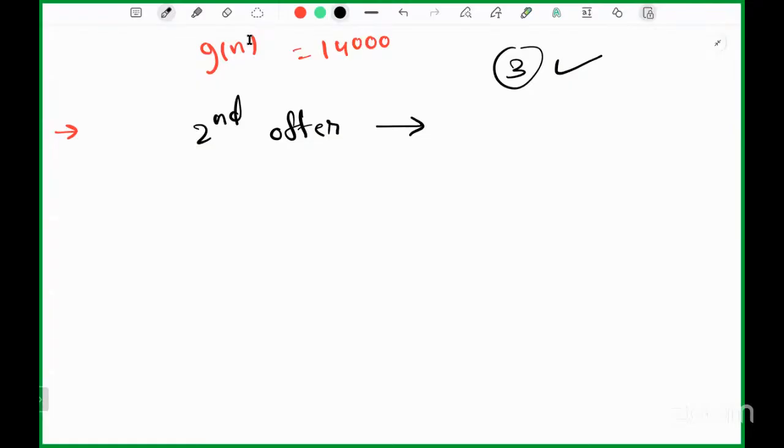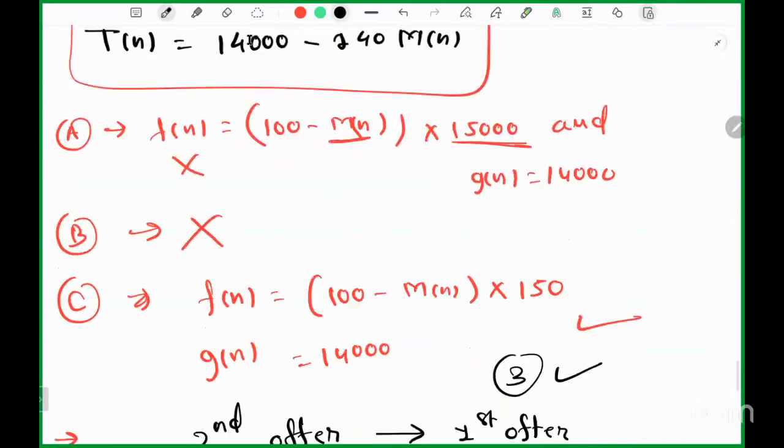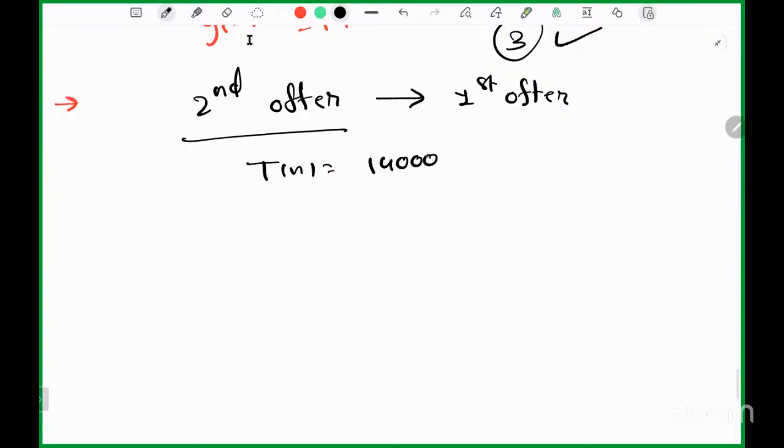So let's complete it. Wrong answer mentioned: option 1, 2, 3, 4, 5. Option 6 answer showing wrong. Option 6 is also correct, right? When the second offer is applied after the first. That is also correct, because first we computed if we apply the second offer and then the first offer. So if you compute like this, your T of n will become what we have computed, 14,000 minus 140 mn. Fifth option is also correct, right?